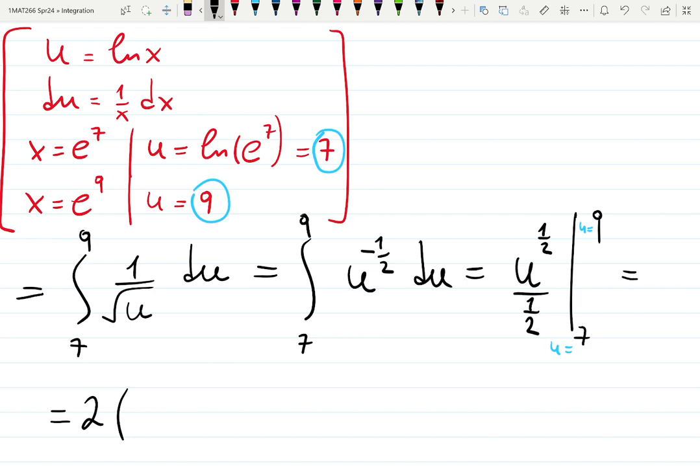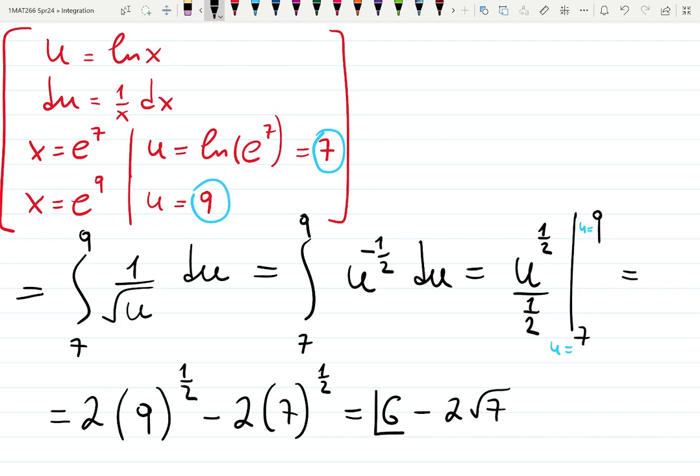2u to the 1/2: 2 times 9 to the 1/2, minus 2 times 7 to the 1/2. Ask me, how did I get 2? Do you know where the 2 came from? Reciprocal. We divided by 1/2, that means multiply by 2. What is 9 to the 1/2? 3, times 2, 6, minus 2 square root of 7. That is the answer.